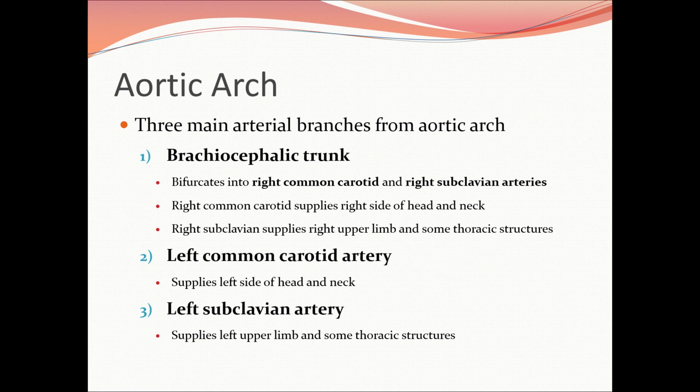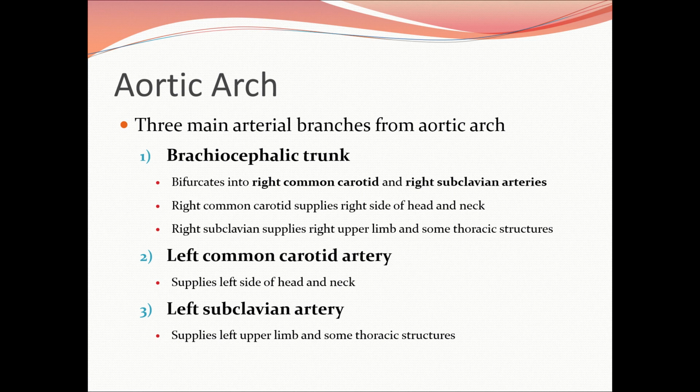Three main arterial branches branch from the aortic arch: the brachiocephalic trunk, the left common carotid artery, and the left subclavian artery. The brachiocephalic trunk bifurcates, or splits, into the right common carotid and the right subclavian arteries. The right common carotid supplies the right side of the head and neck. The right subclavian supplies the right upper limb and subthoracic structures.